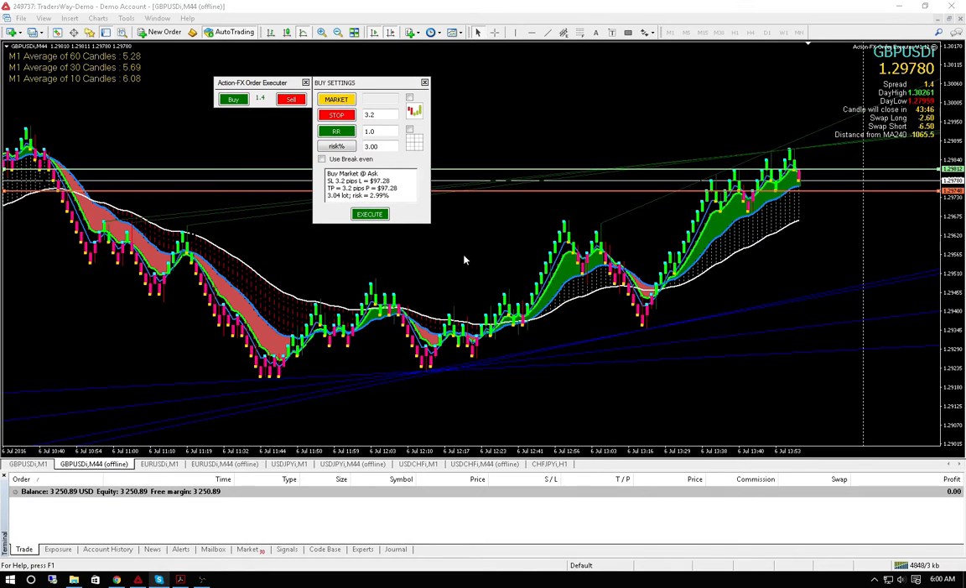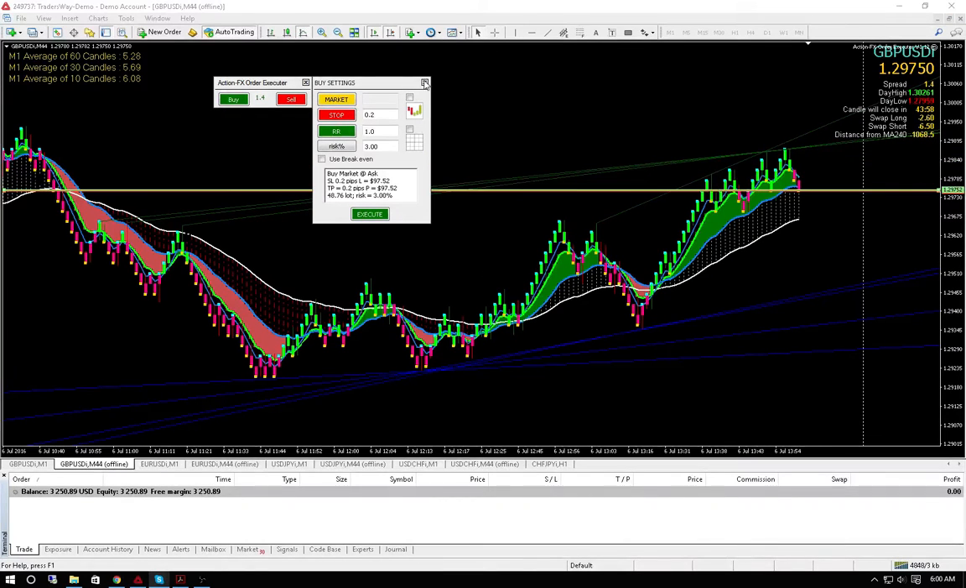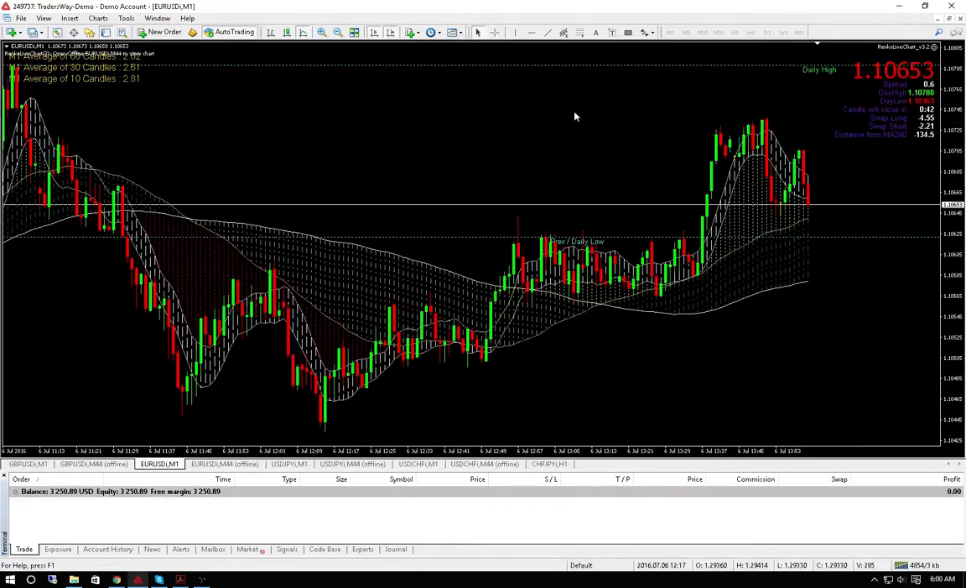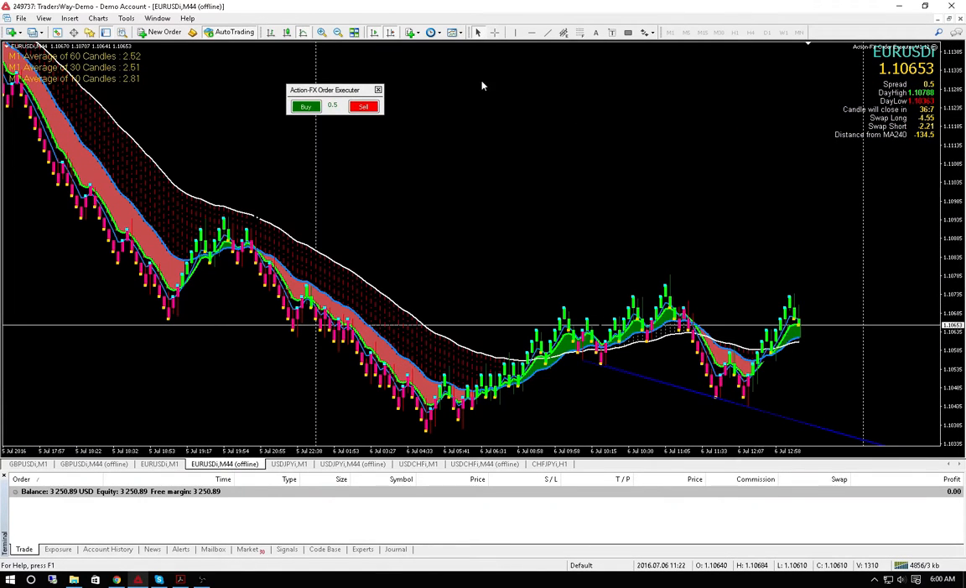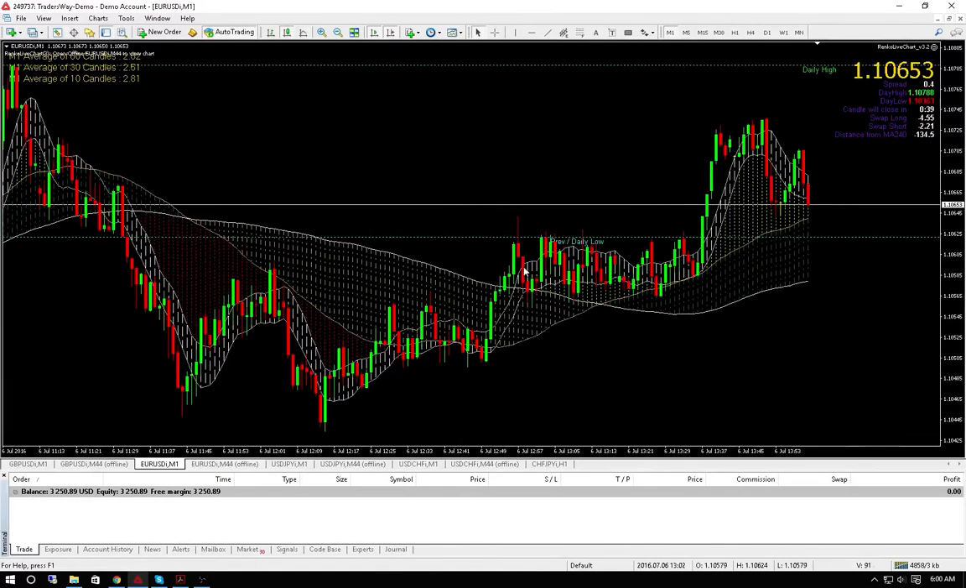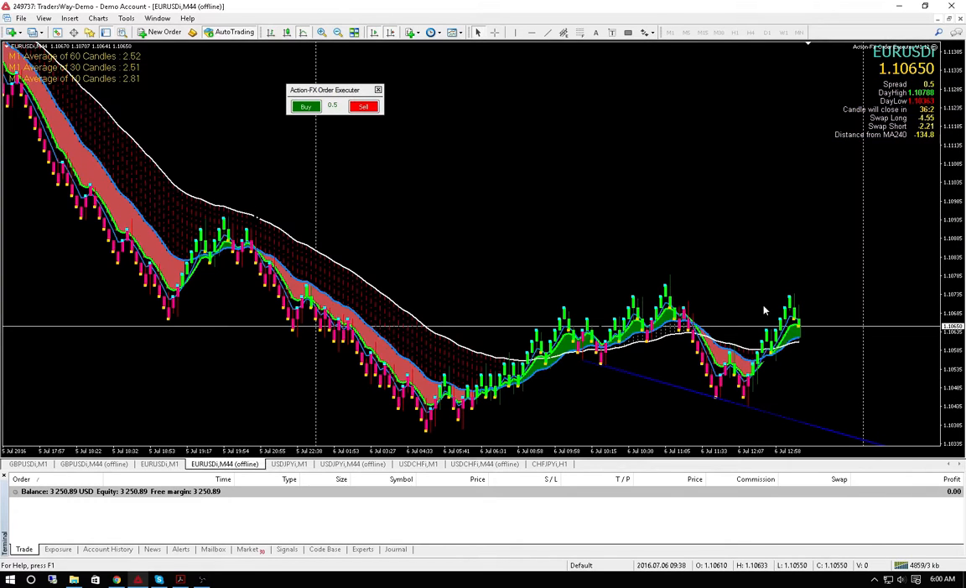Let's take a look at some of the other pairs though. We're still clear on news for an hour and a half. Euro still looks like trash, even with this little move up. When we look over it here, no. We don't have any momentum showing yet. We have green, red, so nothing there yet.